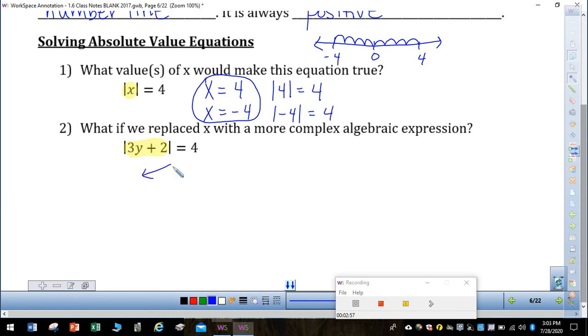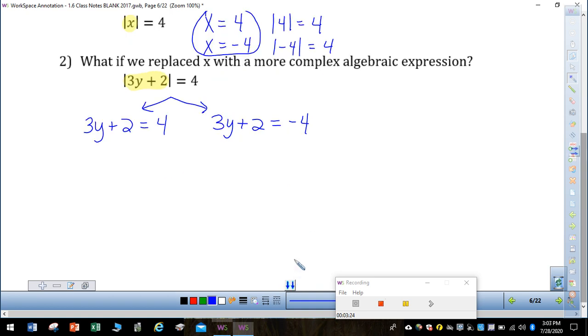And so immediately we are going to split this into two separate equations to show that 3y plus 2 could be positive 4, so 4 spaces away from 0 to the right. Another possibility is that the value of this quantity, 3y plus 2, is 4 spaces away from 0 in the other direction, to the left, and so we're going to set that equal to negative 4. Notice how we're not using the absolute value symbol anymore when we split it into these two parts. Now we're going to continue solving each equation separately, and that's going to give us two solutions.